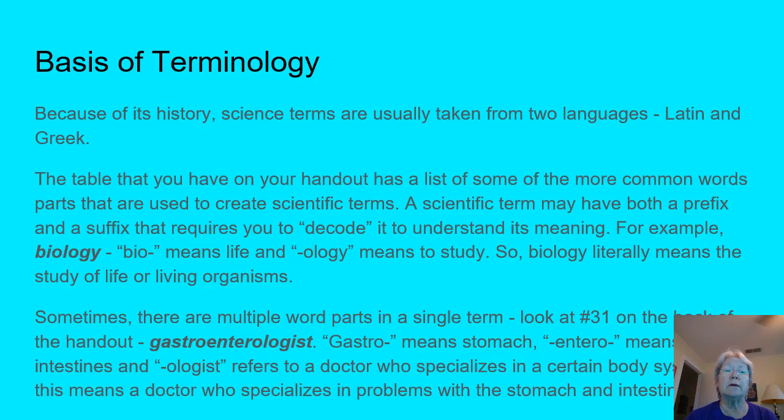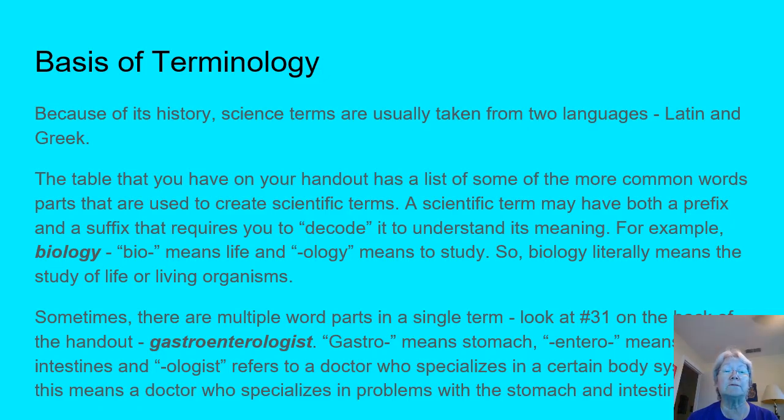Because of its history, science, which medicine is based on and other fields of study are based on, takes its terms usually from two languages that were very early in its development, and those were the languages of Latin and Greek. So you've been provided with a table, a handout that's got some terms on it. It's a list of some of the more common word parts that are used in science. Just remember that whenever you are looking at the scientific terms that are on the back, you're going to be decoding them using the information that's on the front.